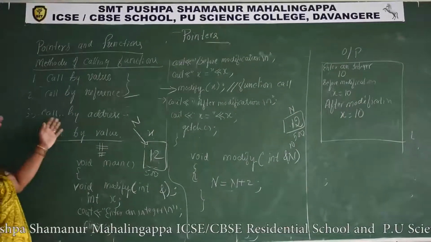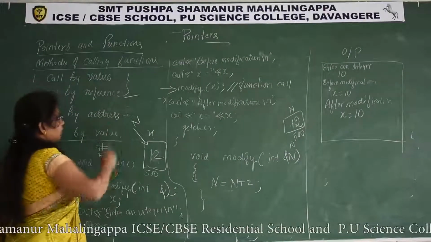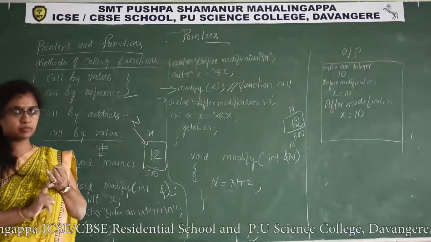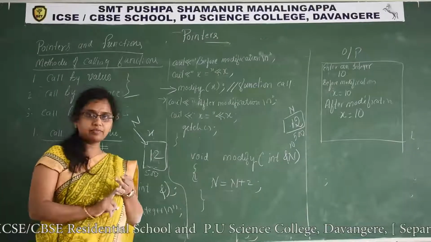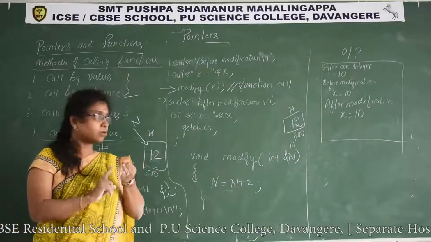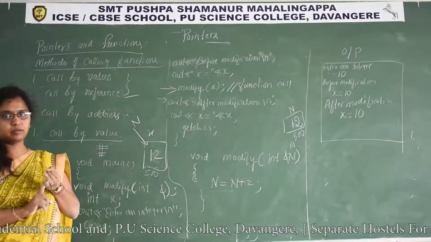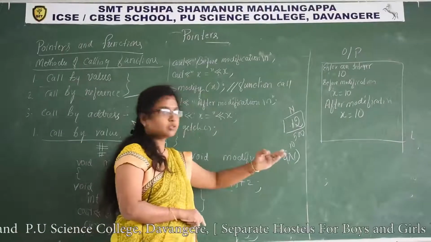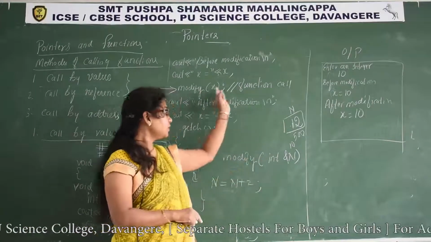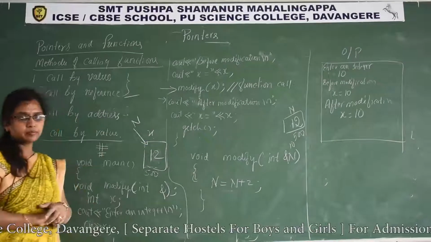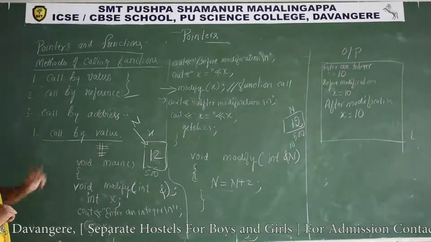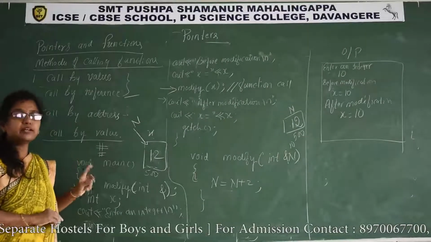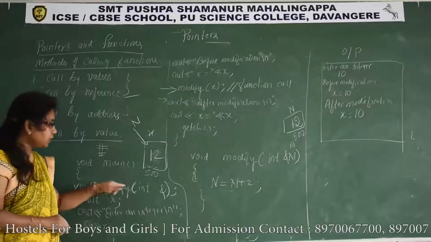Let us come to call by address. In call by value, we pass the value of a variable, the actual variable or actual argument. In call by reference, we pass the reference of the actual argument, isn't it? We did not pass a value here. We used the ampersand operator, the address operator. It refers to the address of the actual argument. In call by address, the name itself indicates it. We have to pass the address of the actual argument. See here.